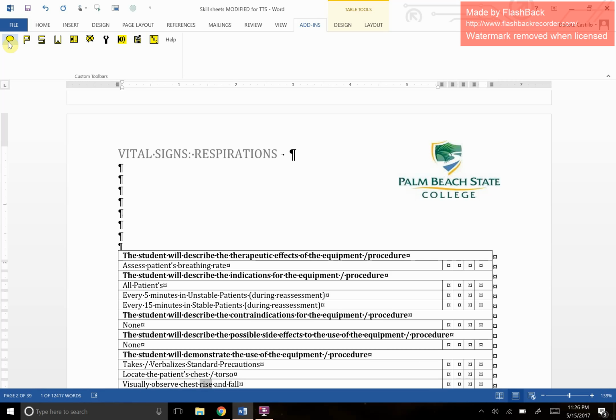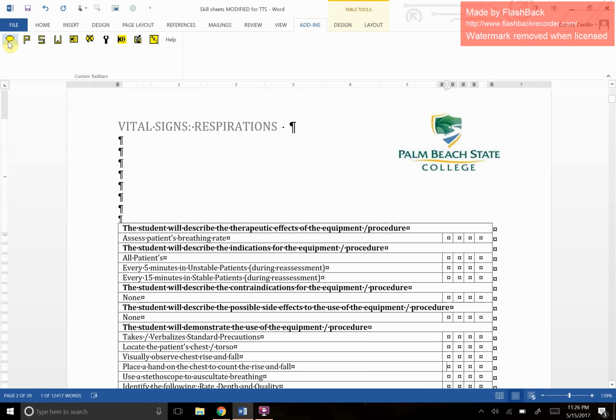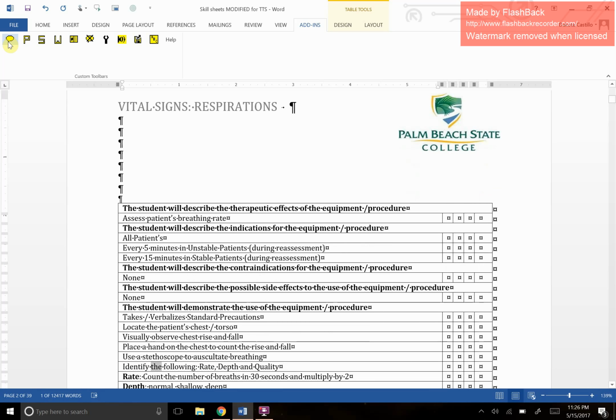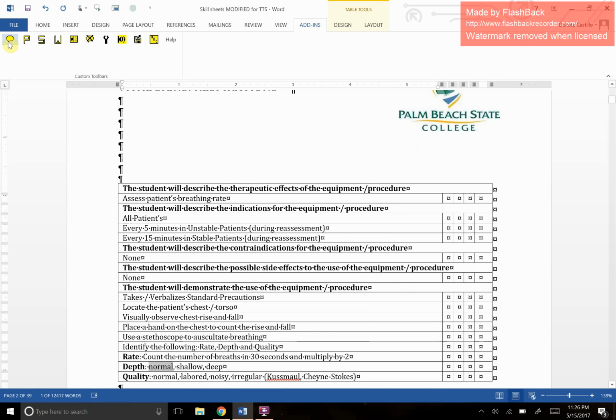Visually observe chest rise and fall. Place a hand on the chest to count the rise and fall. Use a stethoscope to auscultate breathing. Identify the following: rate, depth, and quality. Rate, count the number of breaths in 30 seconds and multiply by 2. Depth, normal, shallow, deep. Quality, normal, labored, noisy, irregular, Kussmaul, Cheyne-Stokes.